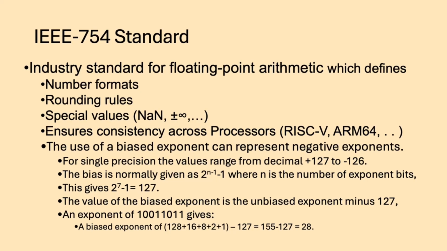An example of bias is shown where the bias value is 2 to the power of n-1 minus 1, where n is the number of exponent bits. With single precision, there are 8 exponent bits, so this bias value is 2 to the power of 8 minus 1, which is 2 to the power of 7 minus 1, which gives a value of 127. We can work out the value of the biased exponent by subtracting 127 from it. In this example, an exponent of 100111011 in decimal is 155 minus 128, which equals 28 decimal or 1110 binary.